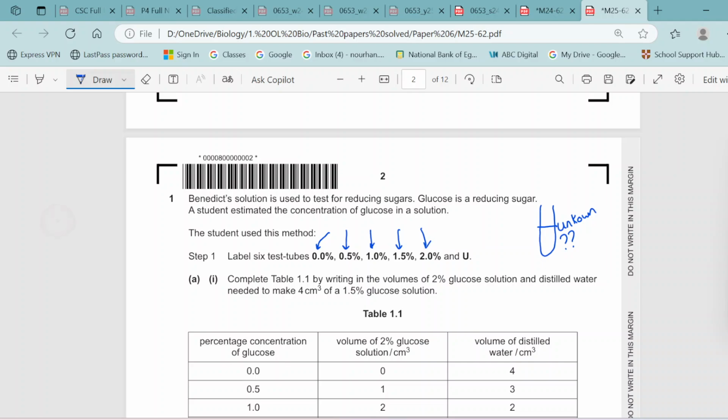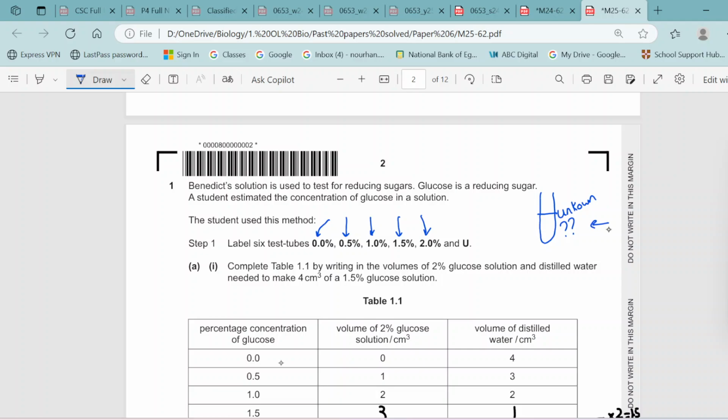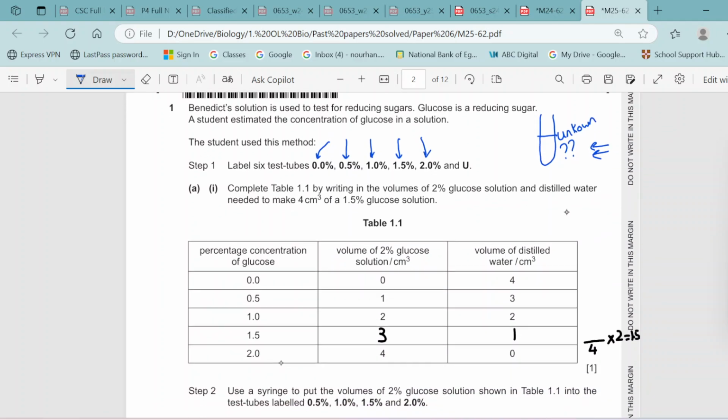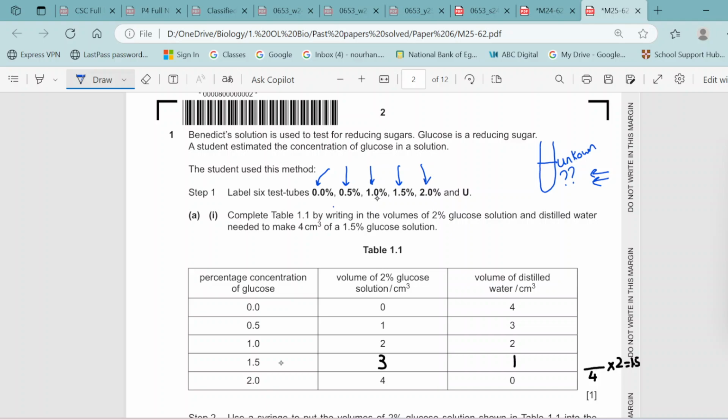He will tell me the method. How did he know this solution? The student uses this method. Label 6 test tubes: 0, 0.5, 1, 1.5, 2, and then this is the unknown one. Complete the table by writing the volumes of the glucose solution and the distilled water that you used. These were not here. You need to calculate them.